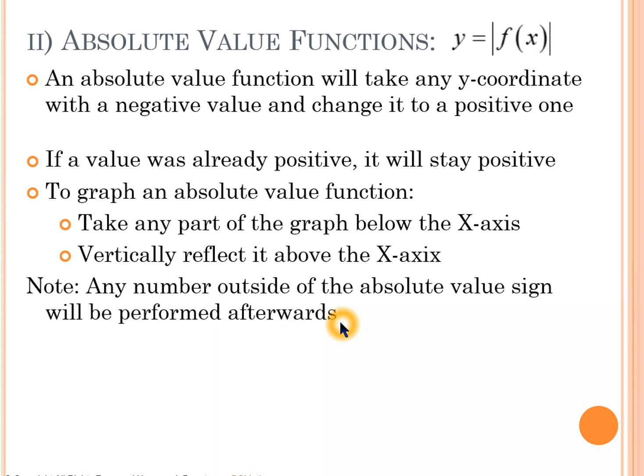Okay, so what does that mean? Let's take a look. I've got two more examples here. In this example right here, my function is inside the absolute value sign, but over here I have this -4, which is outside the absolute value sign. So how will we graph these two functions?